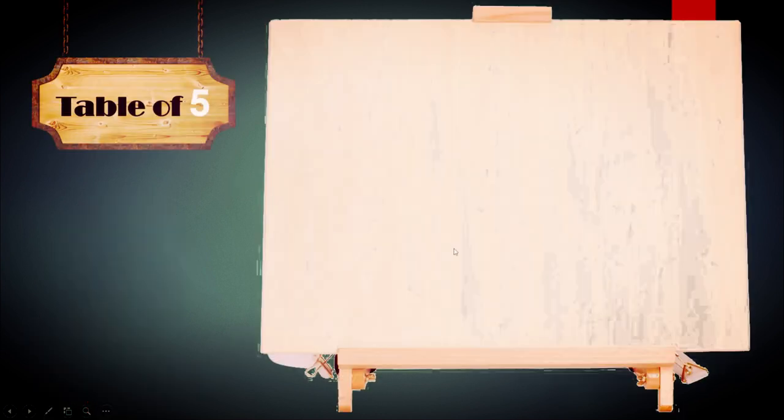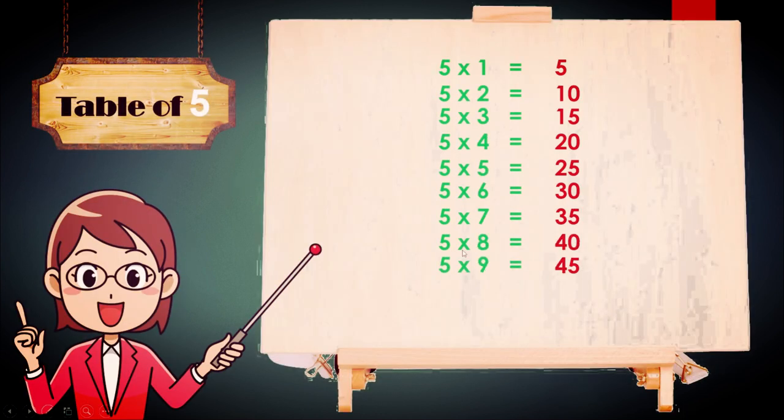Table of 5. 5 ones are 5, 5 twos are 10, 5 threes are 15, 5 fours are 20, 5 fives are 25, 5 sixes are 30, 5 sevens are 35, 5 eights are 40, 5 nines are 45, 5 tens are 50. Yay! You know now the table of 5.